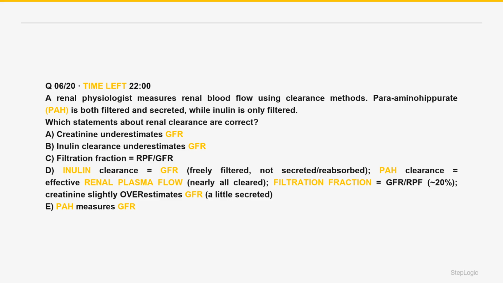Which statements about renal clearance are correct? A renal physiologist measures renal blood flow using clearance methods. Para-aminohippurate, PAH, is both filtered and secreted, while inulin is only filtered. Read the command: which clearance statements are correct? Inulin clearance equals GFR, PAH clearance equals RPF, filtration fraction equals GFR over RPF, about 20 percent. Creatinine slightly overestimates GFR.